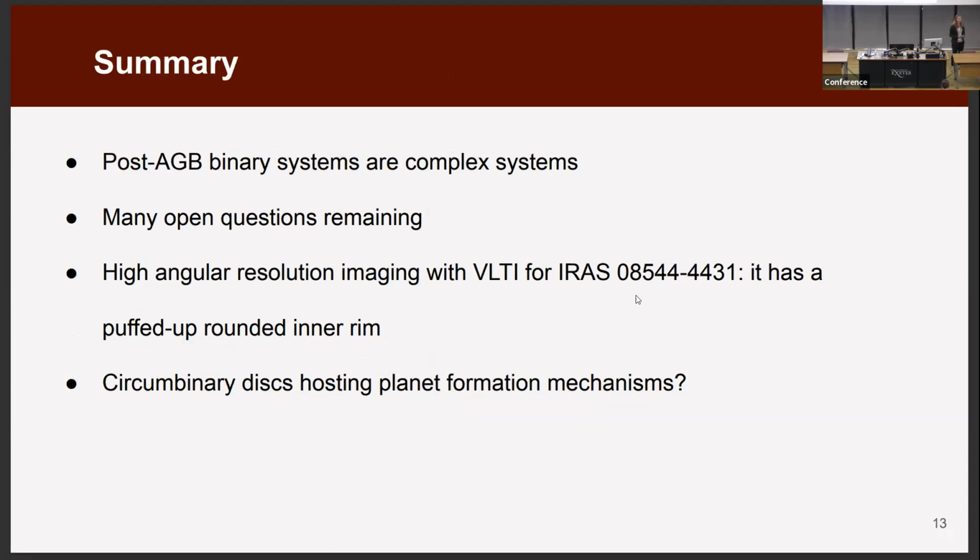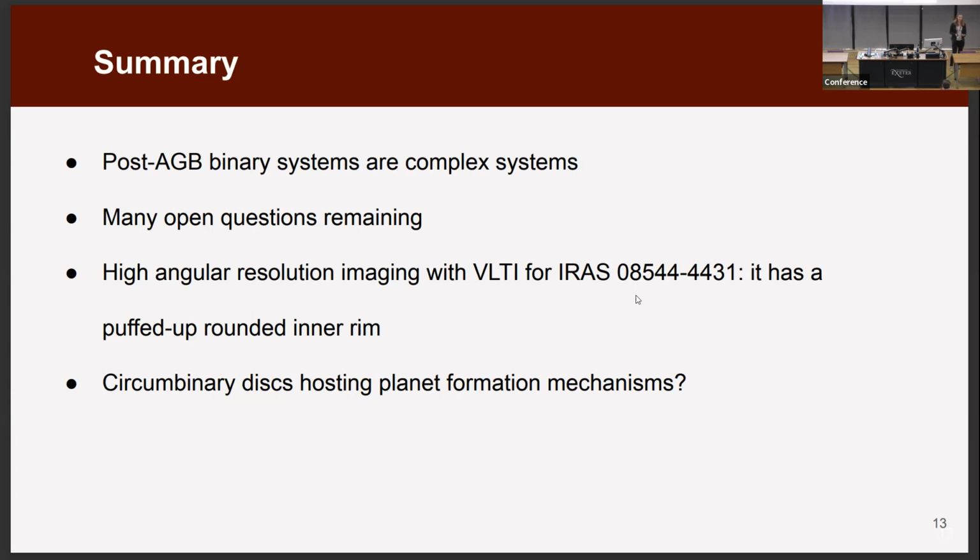So post-HGB binary systems are very complex systems. And there are still many open questions remaining, both in terms of stellar evolution and also in terms of planet formation. So high angle resolution imaging on the VLTI is actually needed. High angle resolution observations will provide us with constraints on the structure and evolution of these disks. So we have one full VLTI imaging study on one target, and we concluded that it has a puffed up rounded inner rim.